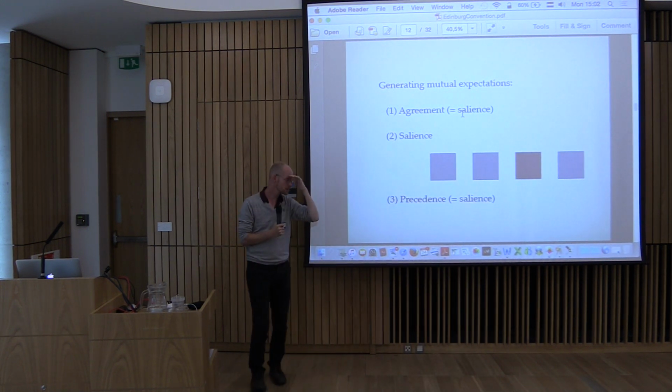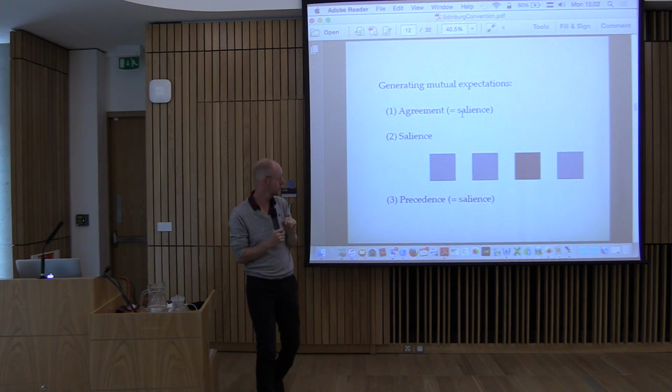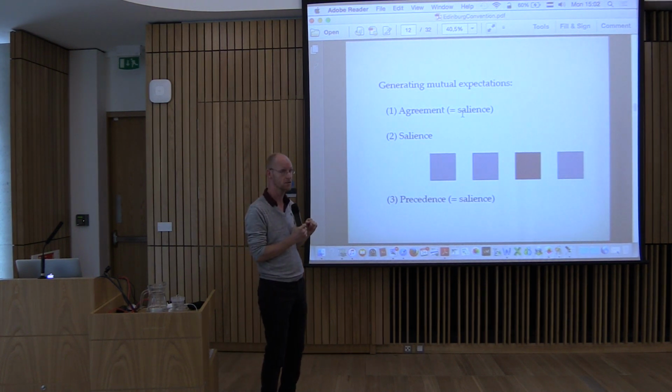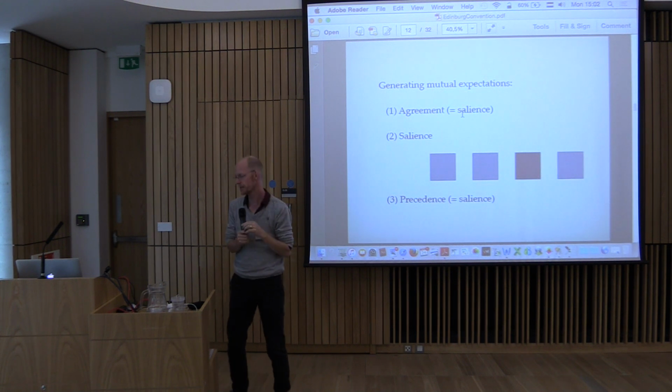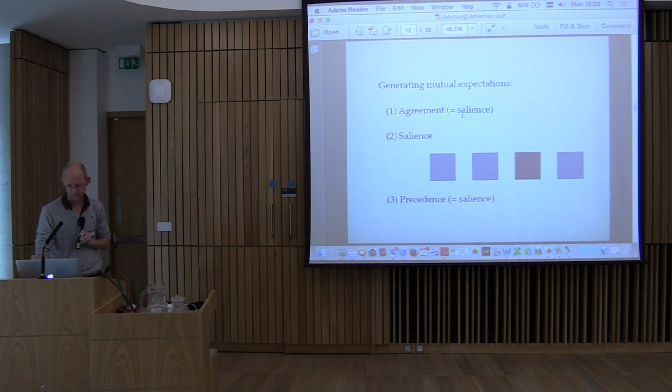So that's what salience can do. Or precedence. So why do you choose one equilibrium above the other? Well, because in previous cases, we've done that. So these are the three ways that David Lewis sees it.